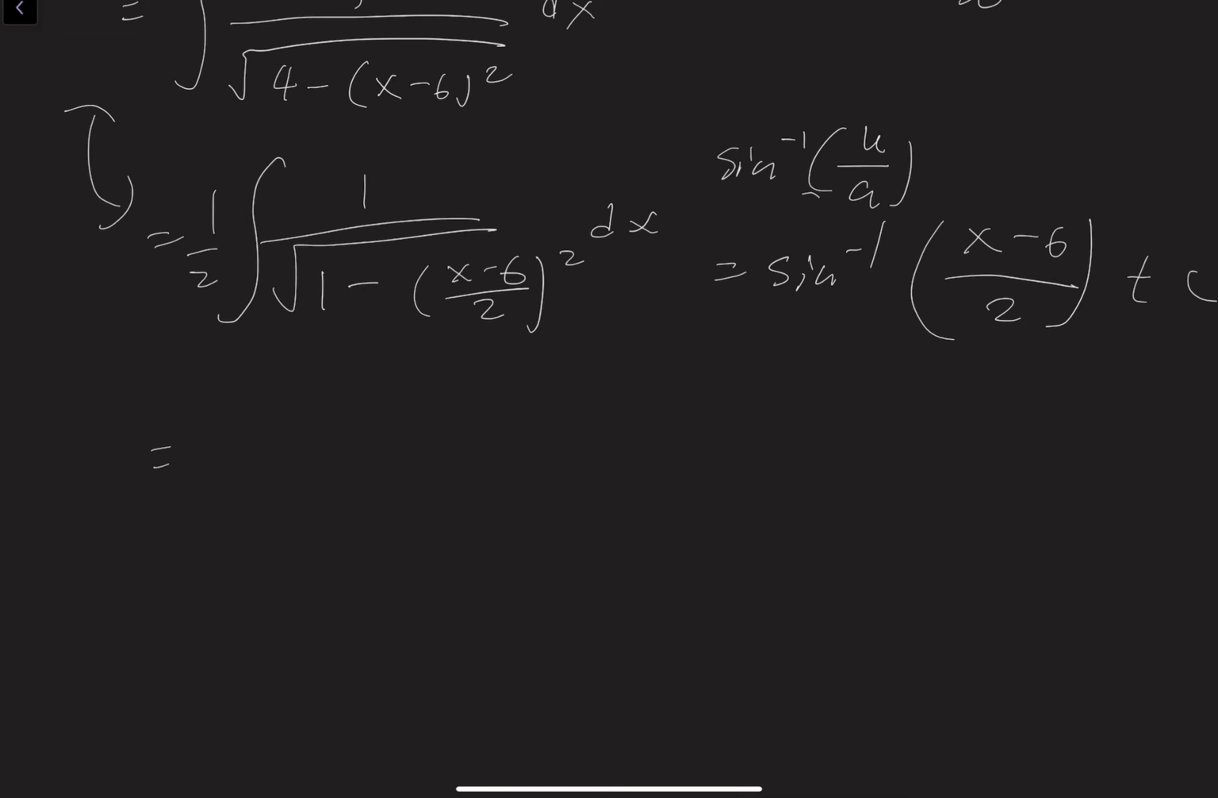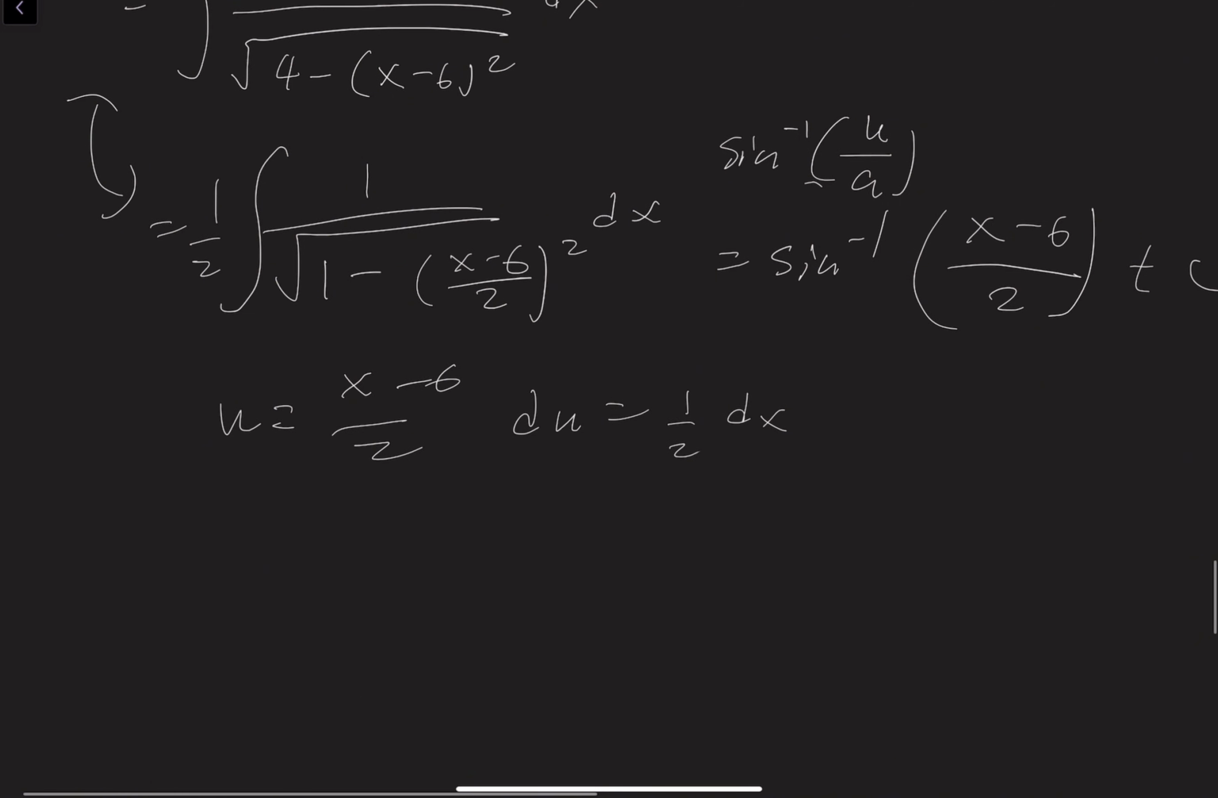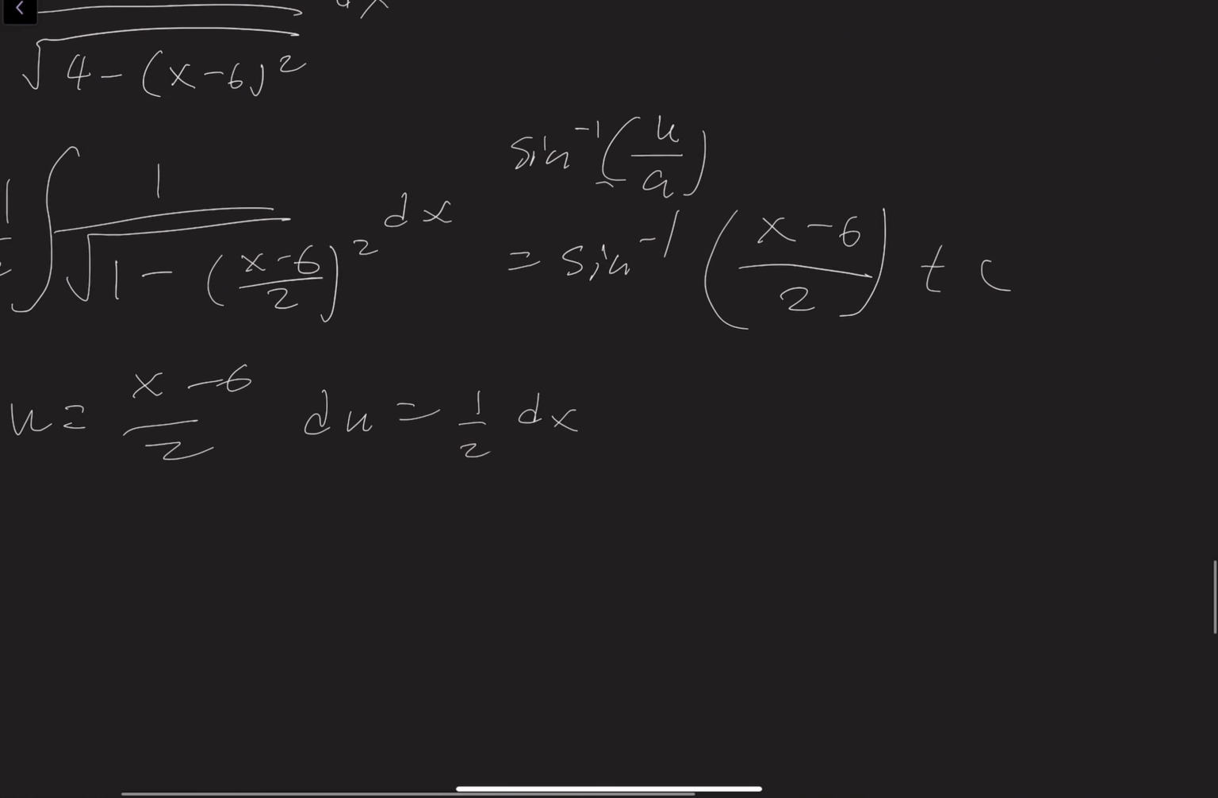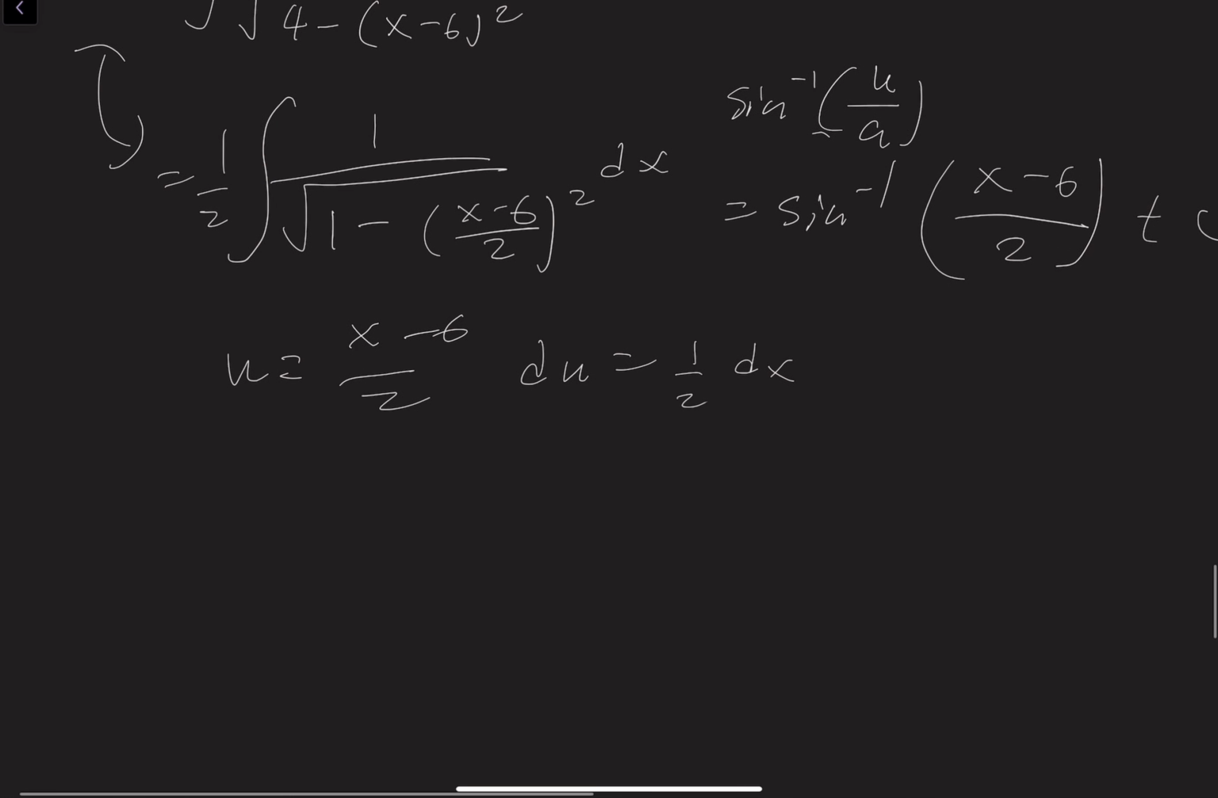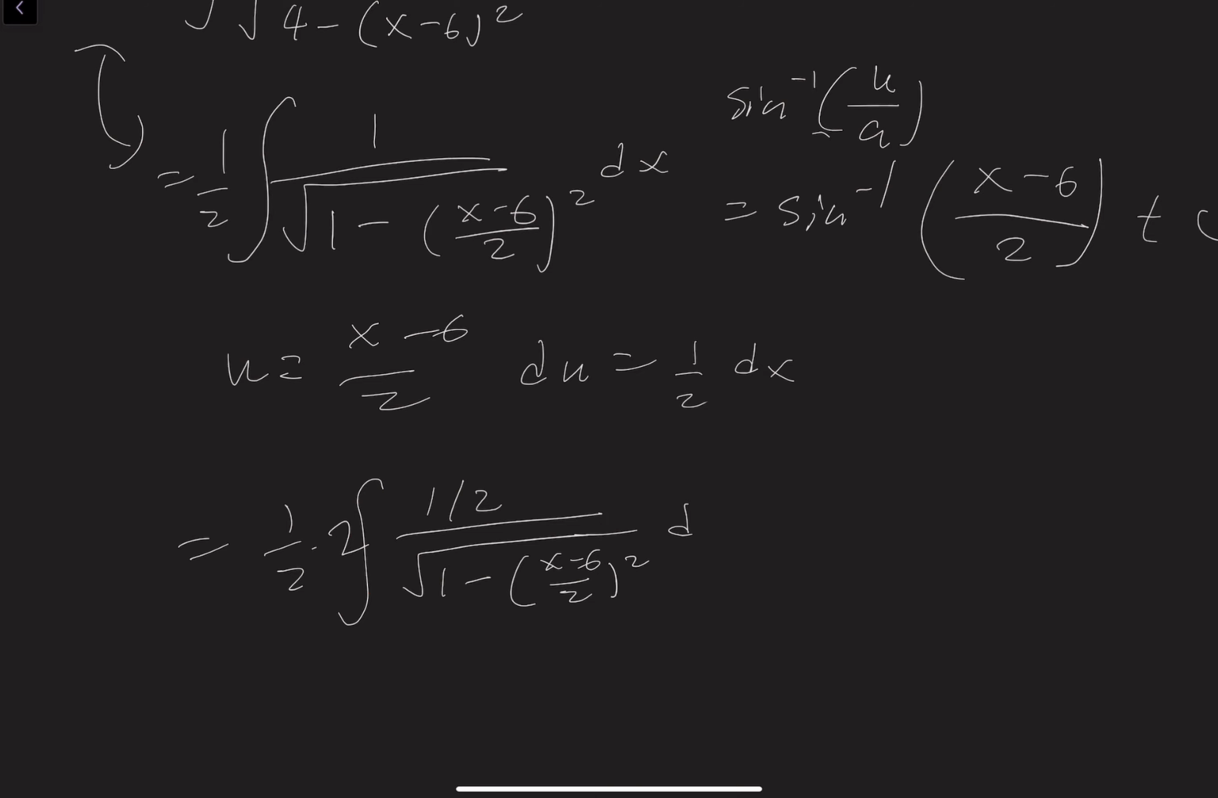Actually, let's use the u substitution for this. Let's say u is equal to x minus 6 over 2, and du is equal to 1/2 dx. So which means that we can put 1/2 times the indefinite integral, 1/2. We put 1/2 here, so we need to multiply by 2 to equal out everything. Root of 1 minus x minus 6 over 2 squared dx.